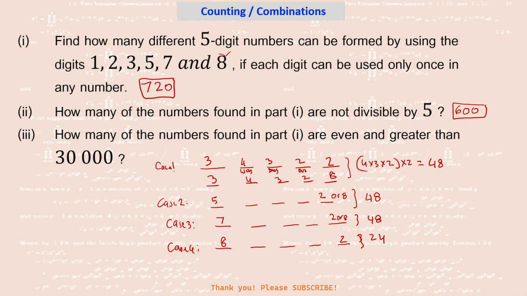So then the answer would be to add up all of these. So 48 times 3 plus 24, and that equals 144 plus 24, and that is 168. So the answer would be 168 for part 3.